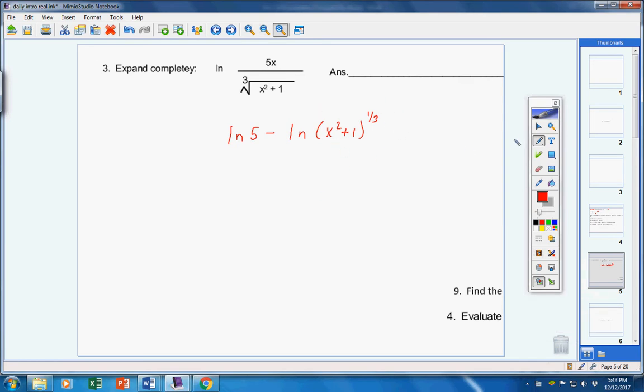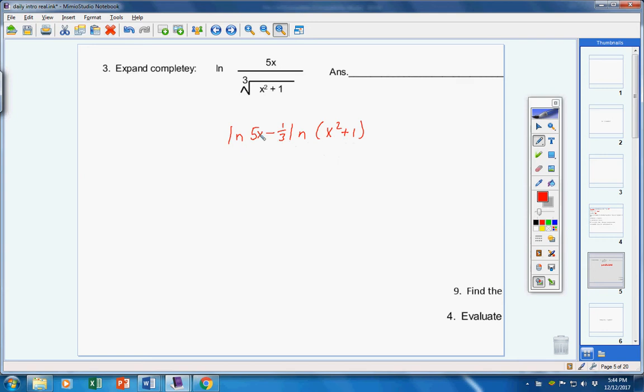And actually, guys, I'm going to go ahead and do that again. So hold on, put the 1/3 here. Okay, now, here's what you have. Okay, look. You now have the natural logarithm of 5x. Sorry, guys, 5x. Okay, minus 1/3 natural logarithm of x squared plus 1.